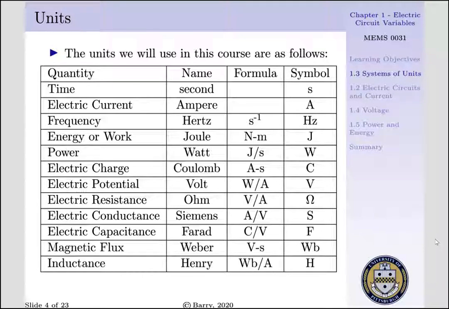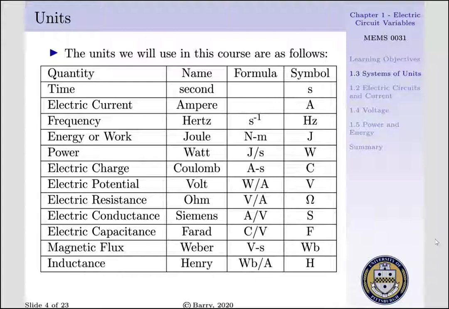Electric charge is a coulomb, an amp second, represented by the symbol C. Electric potential is a volt or a watt per amp, represented by the symbol V. Electric resistance is expressed by ohms, which is a volt per amp, and the symbol is a capital omega. Our electrical conductance is in siemens, or an amp per volt, with the symbol S.